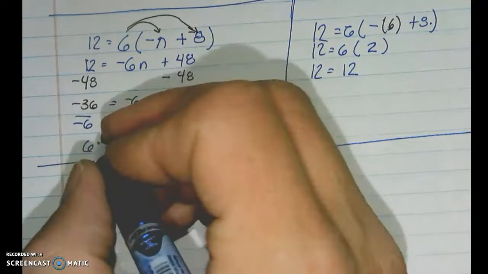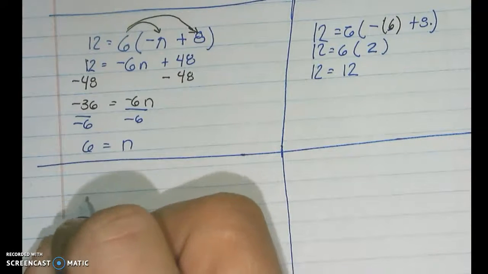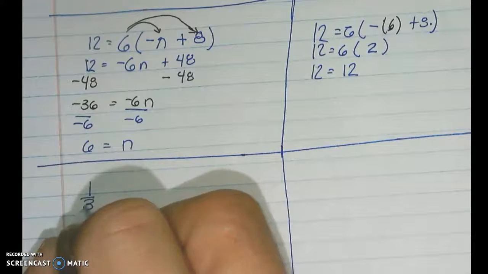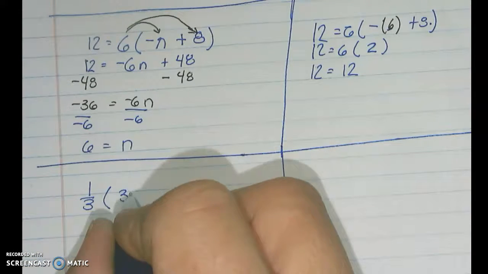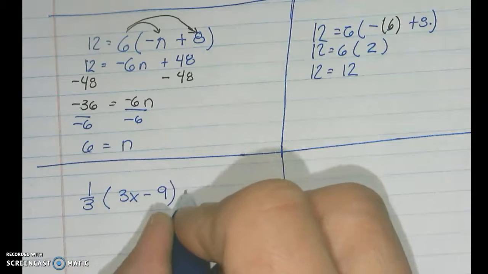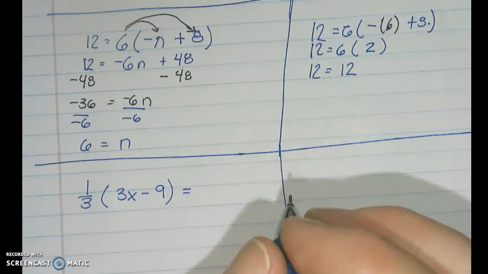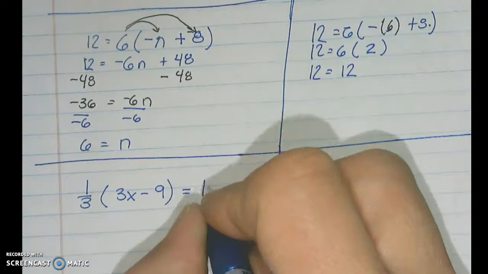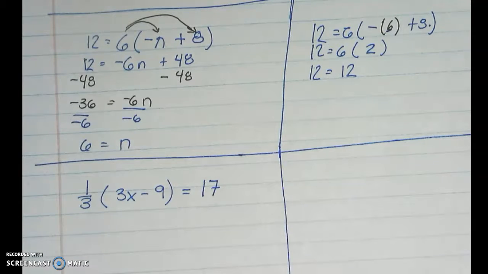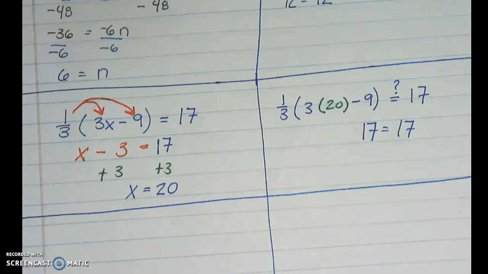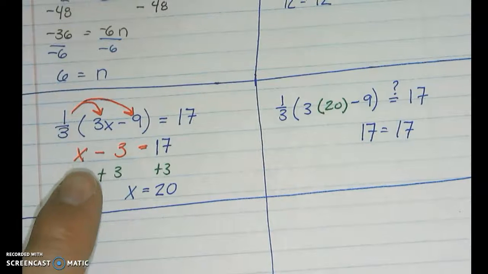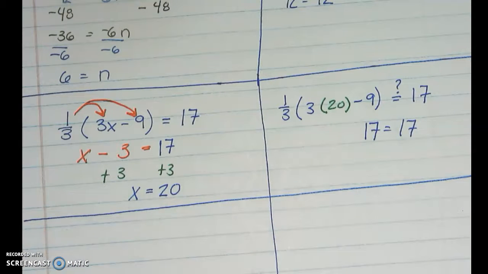All right, now we can also have fractions, right? So I can have 1/3. Let's see here, let's go with 1/3 of 3x minus 9 is equal to 17. Okay, I'm going to pause it here on the video and you guys work on it. Okay, guys, so this is our work right here. And then this is our check. We find out that everything's good to go that way.